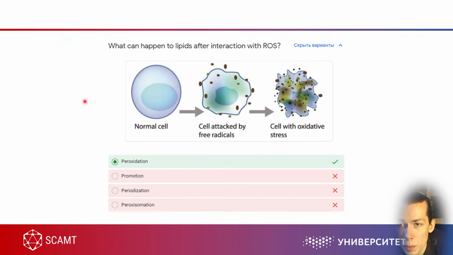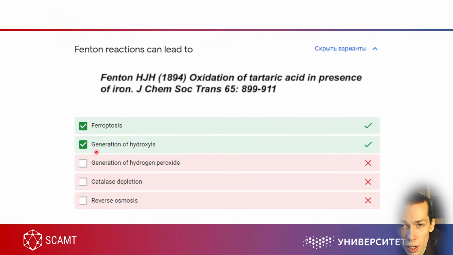What can happen to lipids after interaction with reactive oxygen species? The options are some kind of nice words not connected with oxidation: promotion, periodization, peroxisomation, and obviously the correct answer is peroxidation. So it's not even just oxidation, it's peroxidation of lipids.